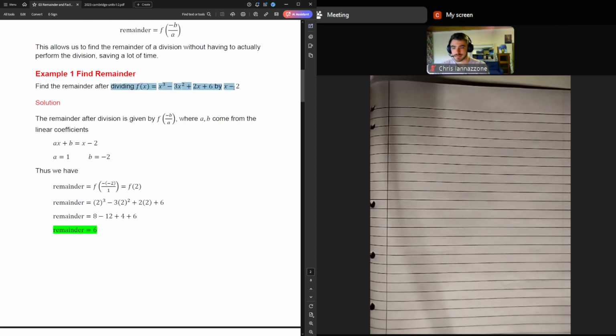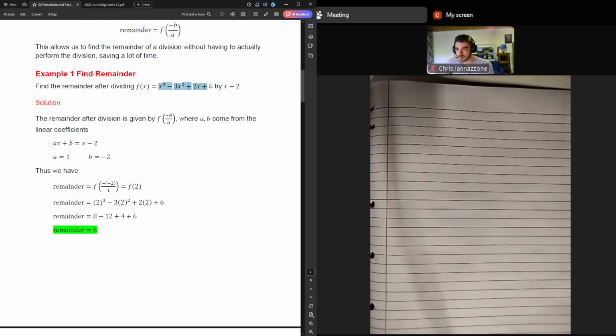So in this example here, we have a cubic divided by some linear. If we wanted to know the remainder after division, all we've got to do is figure out what is b and what is a. So in this case, b is -2 and a is going to be 1, since those are the coefficients from our linear. So all we're going to do is sub that into our remainder theorem, f of -b over a. So negative of b, so -2 divided by a, where a is 1, you're going to have f of 2 as your remainder after division.